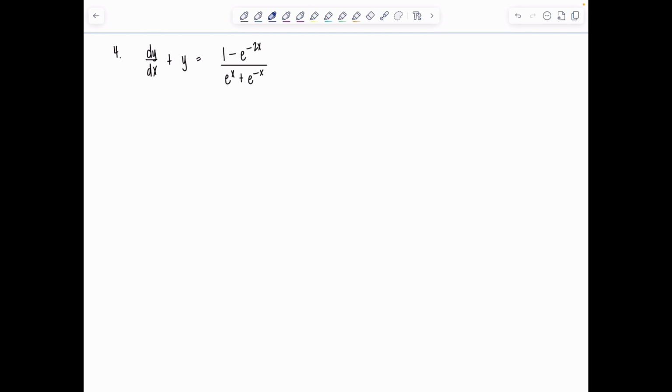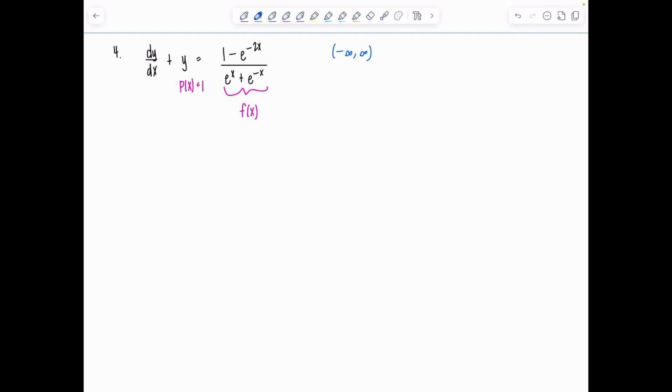We're already in standard form, are we not? Yes, we are, Professor V. So, p of x is 1. This is f of x. On which interval are they both continuous? It's looking like all real numbers to me, guys.